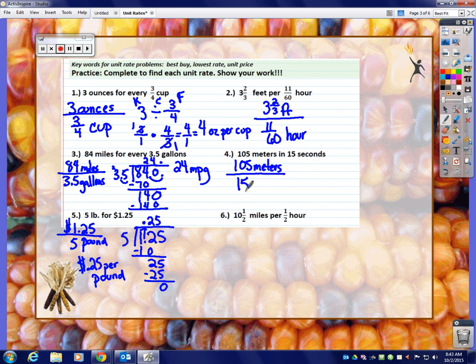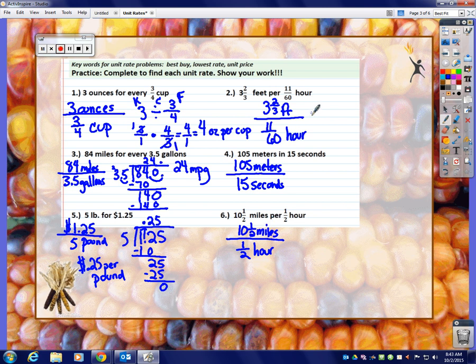in 15 seconds. You are going to have to top in, bottom out. Your answer is going to be meters per second. The last one, you're going to have 10.5 miles per hour. You're going to have to top in, bottom out. Remember, this one's going to go on the left. This one's going to go on the right.